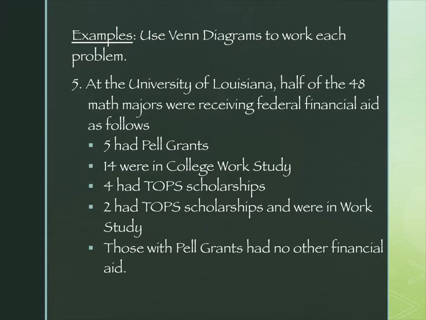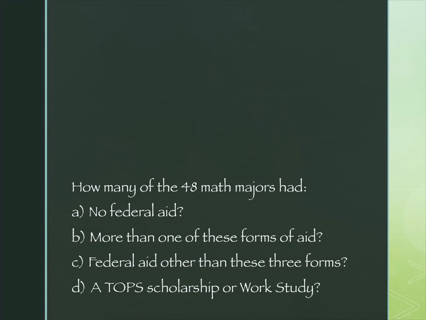So we've got a University of Louisiana. Half of the 48 math majors are receiving federal financial aid as follows. 5 had Pell Grants, 14 are in college work study, 4 had a TOPS scholarship, and then we've got some combining of things. 2 had TOPS scholarship and were in work study, and those with Pell Grants had no other financial aid. So there's 3 different sort of categories here, right? Subsets. There's Pell Grants, there's the college work study, and then there's the TOPS scholarship.